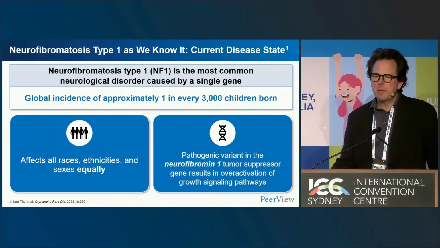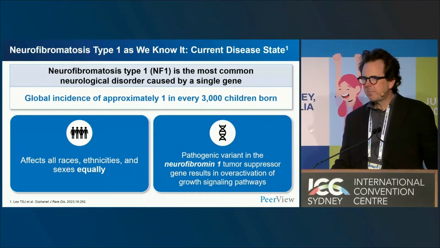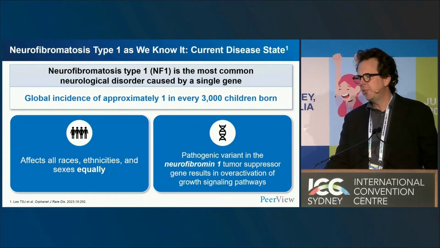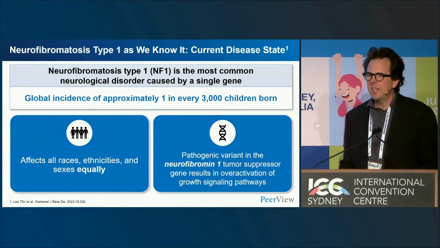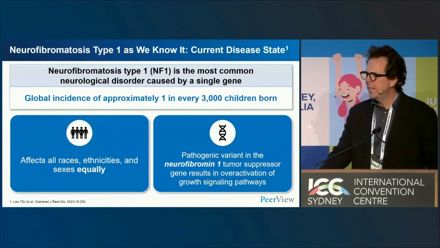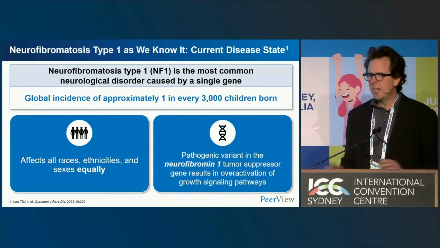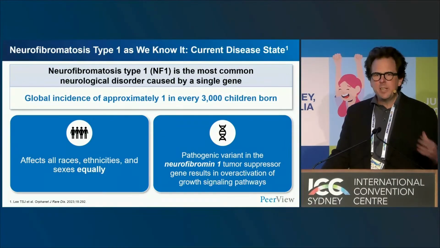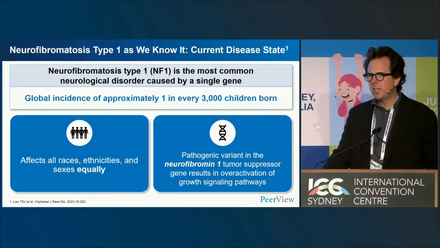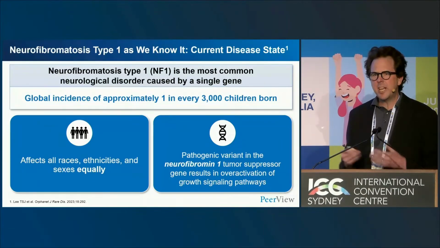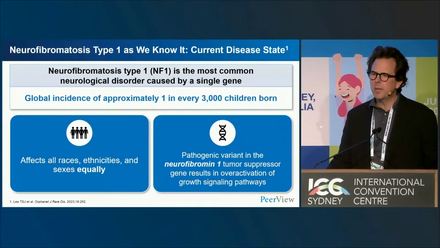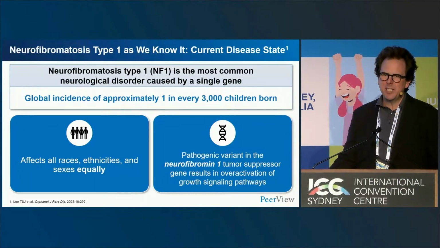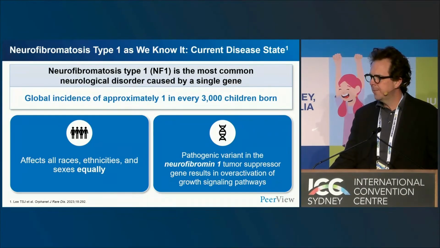So this afternoon we're talking about neurofibromatosis type 1, which I think most of you in the room appreciate. This is one of the most common predisposition syndromes that we see in neuro-oncology. This has a global incidence of approximately 1 in every 3,000 children born with this condition, and affects all races, ethnicities and sexes equally. The key driver of this is the pathogenic variant in neurofibromin 1, which leads to downstream activation of the RAS-MAP kinase pathway, which is the rationale for why inhibiting these tumours that we're talking about today with MEK inhibitors has clinical benefit.